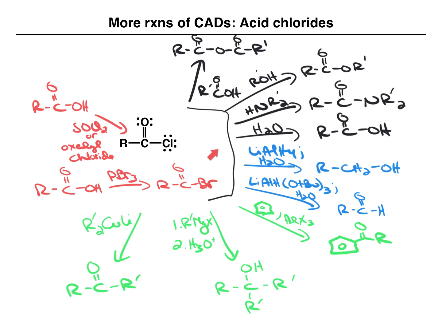So, acid chlorides or acid bromides can be prepared from carboxylic acids, but they can be converted to anhydrides, esters, amides, acids. They can be reduced to primary alcohols or aldehydes. They can be converted to alcohols, or they can be converted to aryl ketones by Friedel-Crafts acylation, or any ketone by reaction with lithium dialkyl cuprates.